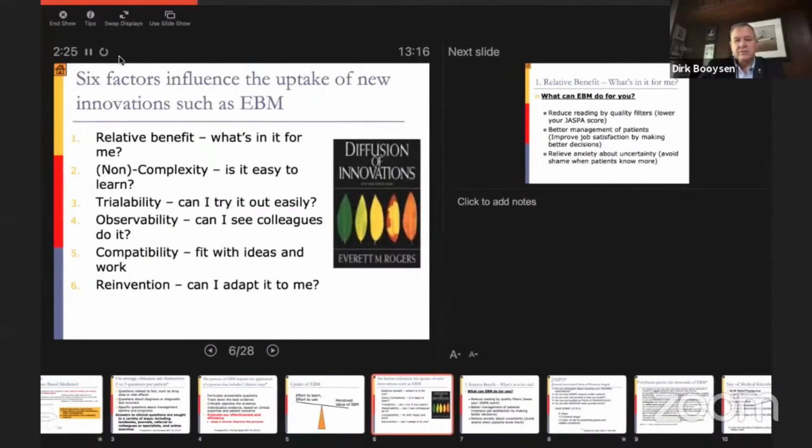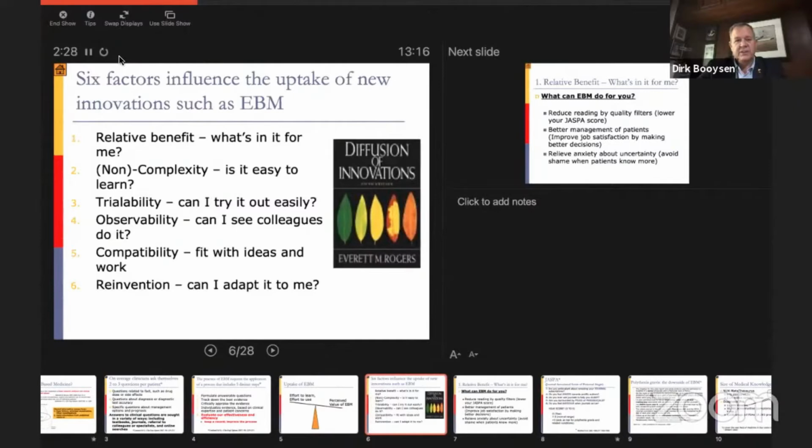All right, so from the book Diffusion of Innovations, there are 6 factors that influence the uptake of innovations such as evidence-based medicine. What's the first one? It's the relative benefit. What's in it for me? Everybody will ask that. Is it complex? Is it easy to learn? Can I trial it? Can I try it out easily? Is it observable? Can I see my colleagues or our peers doing it? Is it compatible? Will it fit with the ideas and work I do? And can I adapt it to my practice or my environment?